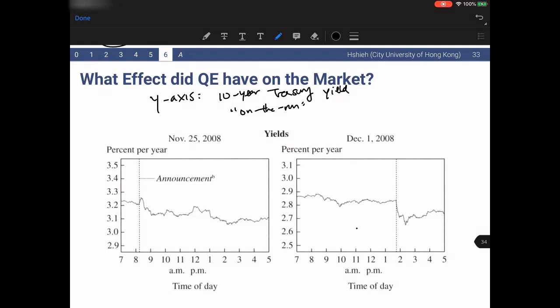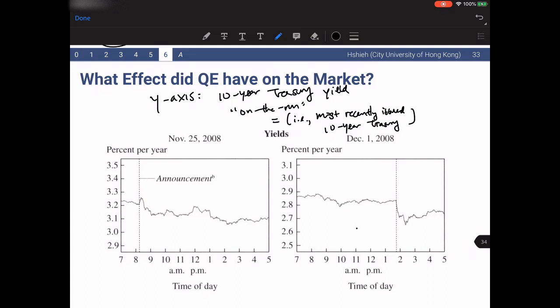So on the run is equivalent to the most recently issued 10-year treasury. Just to remind you, you can have many 10-year treasuries being traded, but over time the maturity shrinks. So we want to look at the most recently issued 10-year treasury bond to look at a fixed investment horizon with returns for a roughly 10-year period.